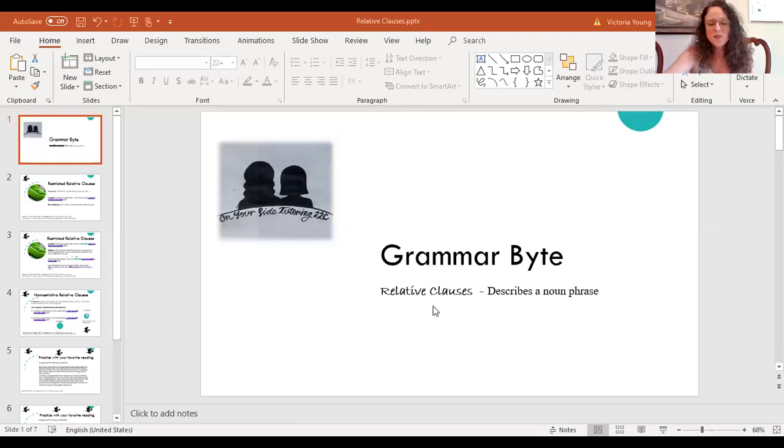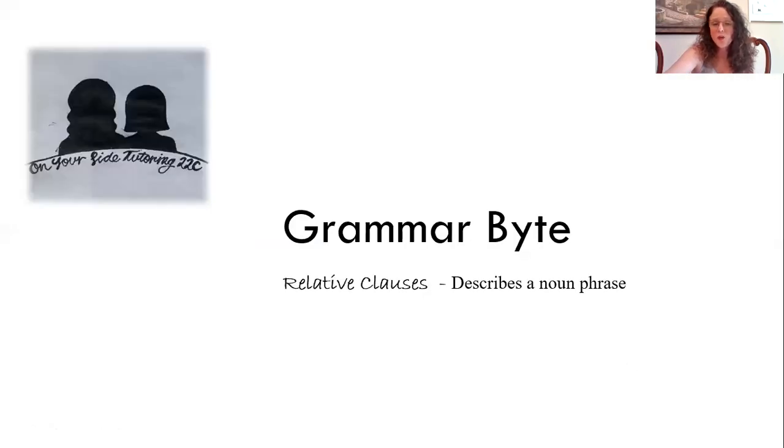Today, I would like to go over a grammar topic called relative clauses, which is a topic that many people find difficult. The purpose of a relative clause is to describe a noun phrase. What else can you think of that describes noun phrases? If you said adjectives, you are exactly right. Relative clauses behave exactly the way adjectives behave. And in fact, many people call them adjective subordinate clauses.